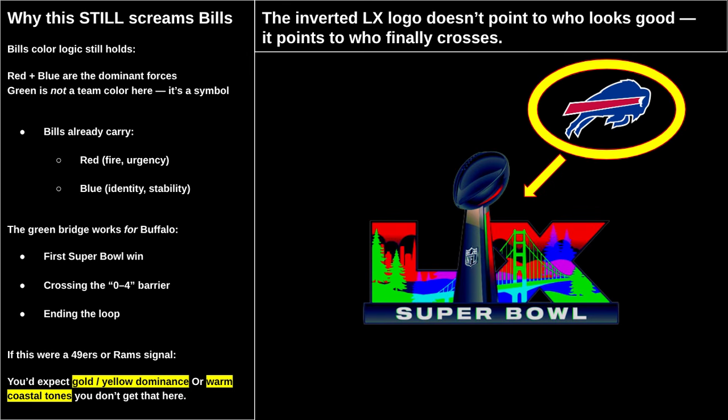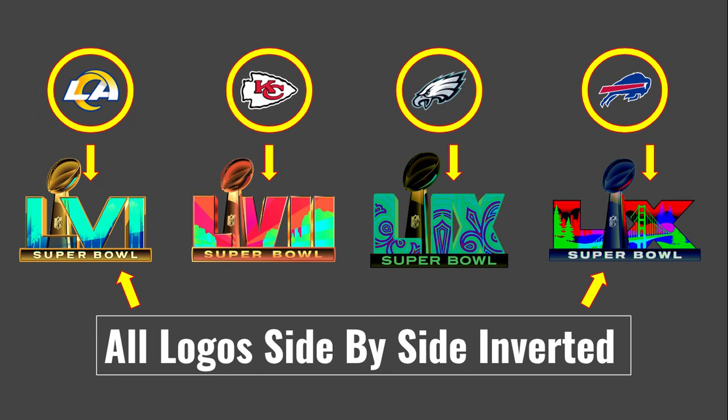This part, I see, because when I inverted this, I went back and inverted the other logos, and boy, it shocked me when I found out. So this is what it is. Look at this. All the logos side by side inverted. Look at this. This blue and yellow that look like gold, the Rams.